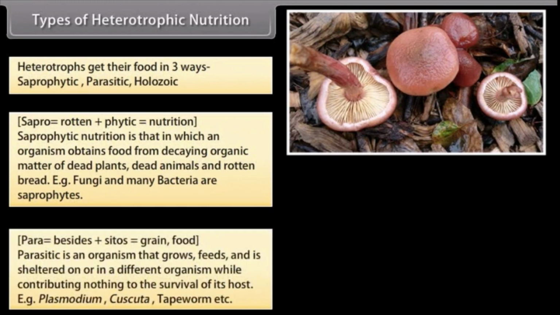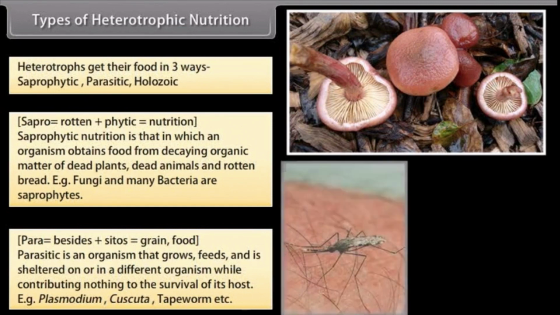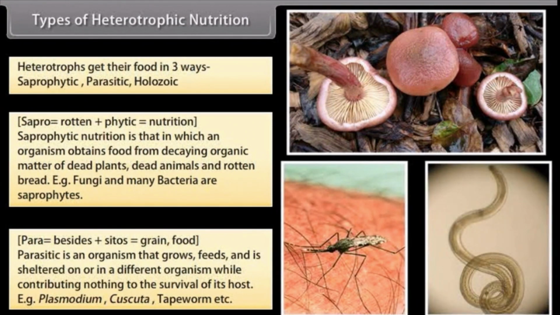Para means besides, cytos means grain food. A parasite is an organism that grows, feeds, and is sheltered on or in a different organism while contributing nothing to the survival of its host. That is, Plasmodium, Cuscuta, tapeworm, etc.